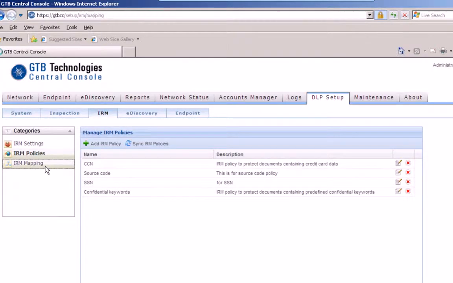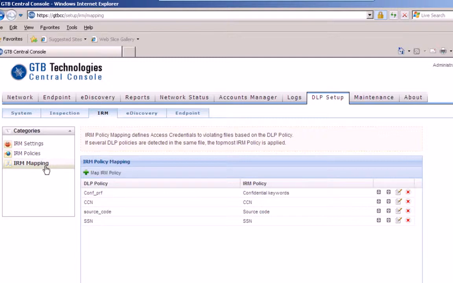Now let's see how the DLP policies and the IRM policies are mapped to each other. As you can see, the confidential keyword DLP policy is mapped to the confidential keyword IRM policy, and the credit card number DLP policy has been mapped to the credit card number IRM policy. What this means is that whenever the DLP system does a scan on the document and finds confidential keywords or credit card numbers in a document, it will automatically apply the appropriate IRM policy on that document.